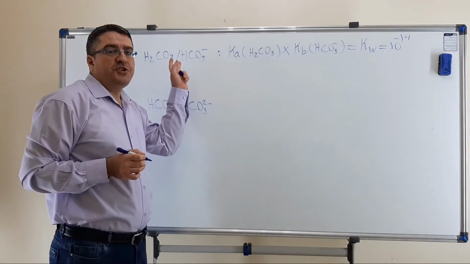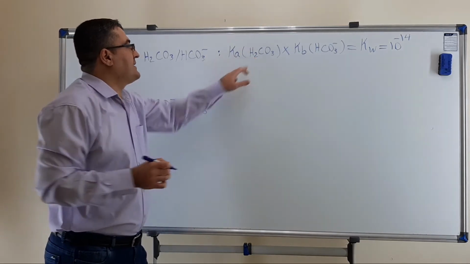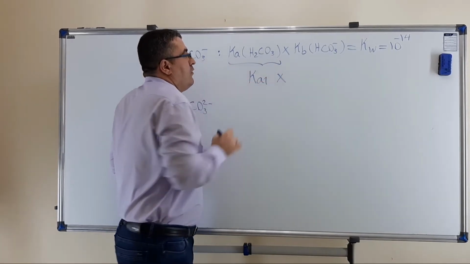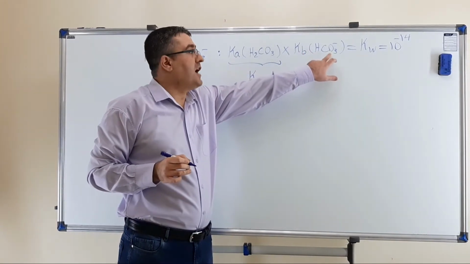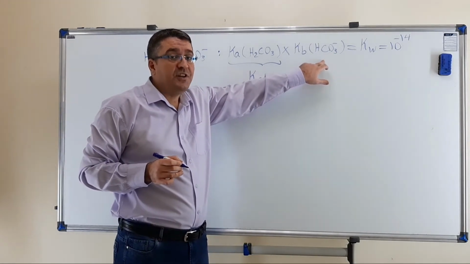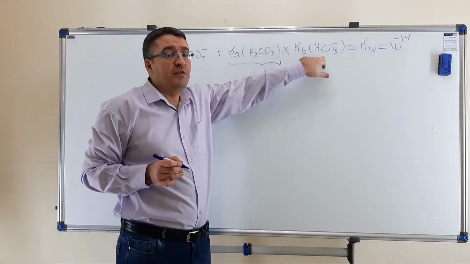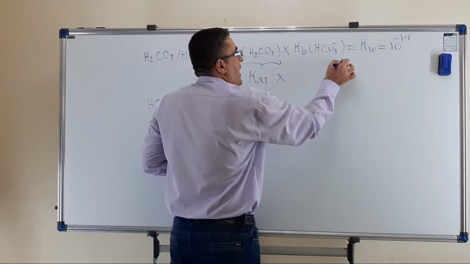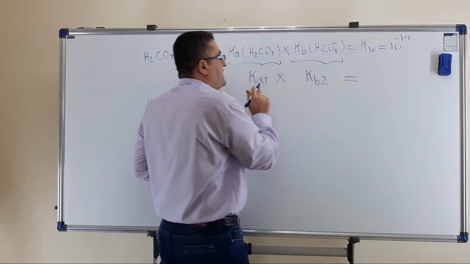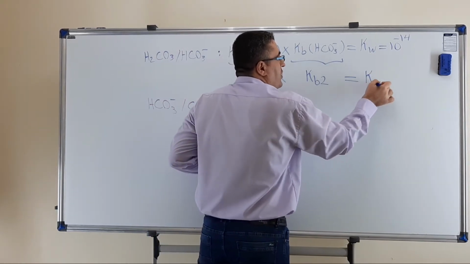Based on previous relationships, we can see that the acidity constant of carbonic acid is Ka1, while the basicity constant of hydrogen carbonate, the equilibrium constant for the reaction in which hydrogen carbonate accepts 1 H plus from solvent molecules, is Kb2. So we see that the product of Ka1 and Kb2 is equal to Kw.